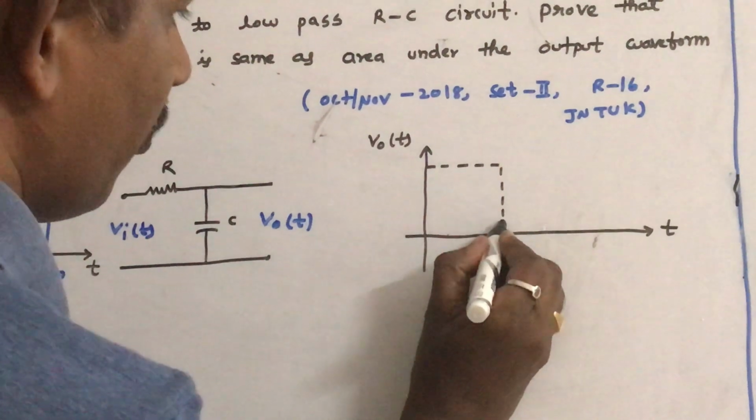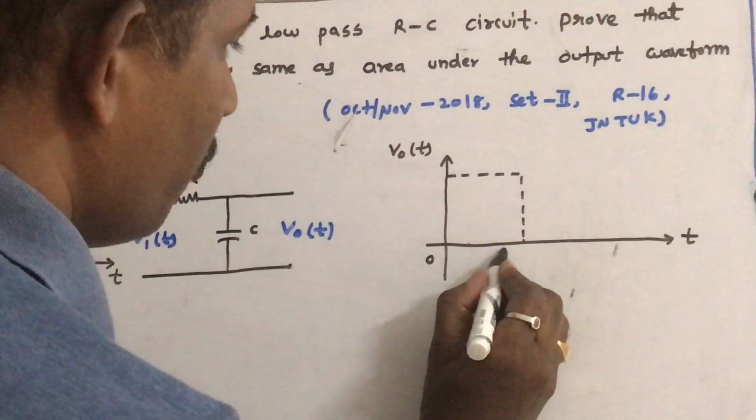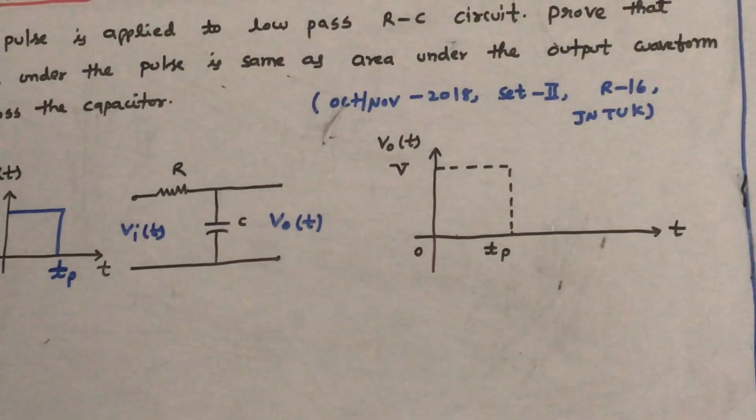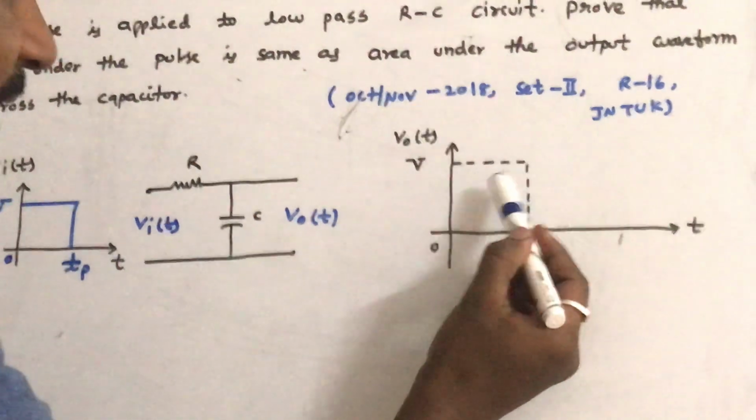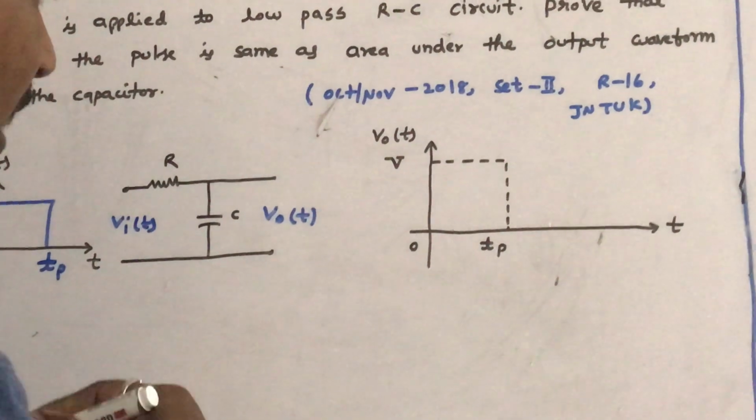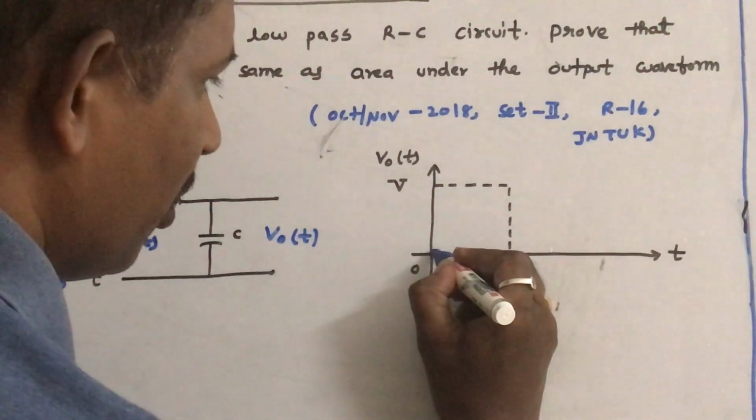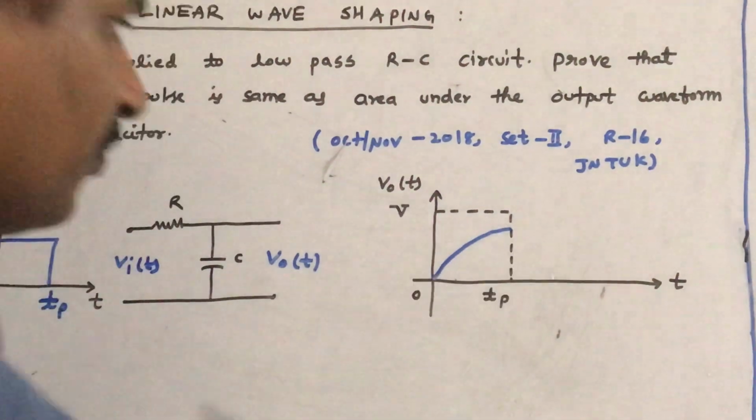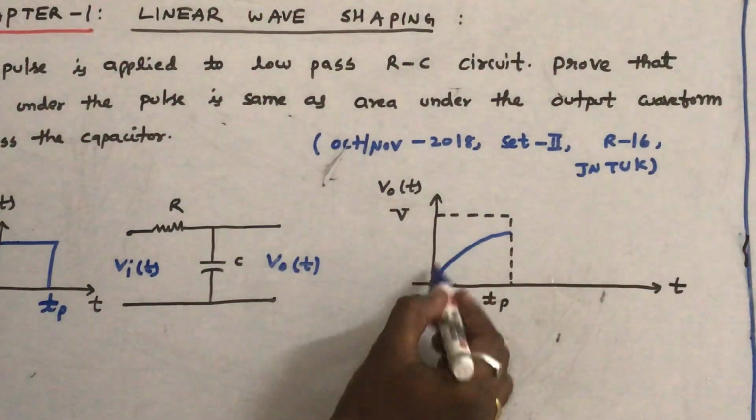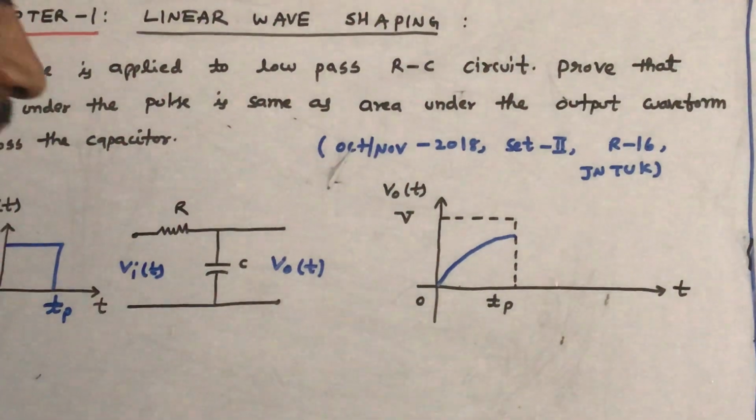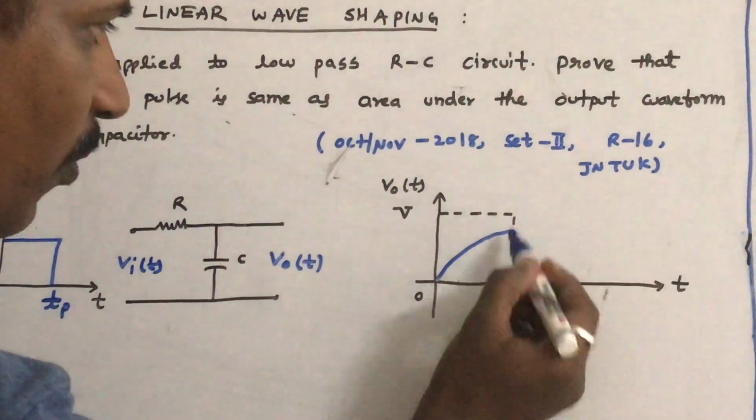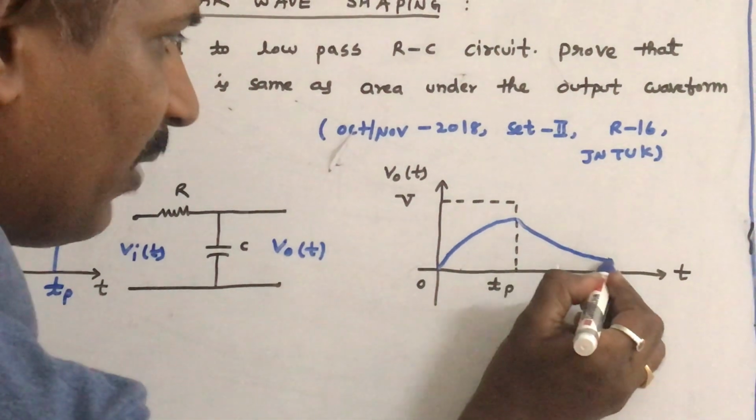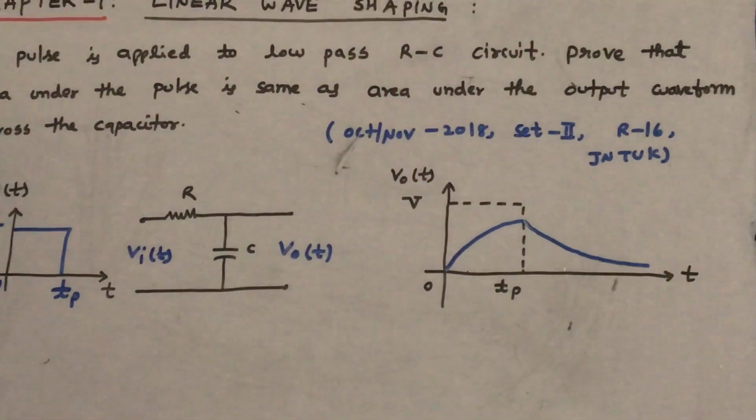This is our input waveform, from 0 to the duration of the pulse Tp, of amplitude V. During this interval the capacitor charges. What is the nature? The capacitor always charges exponentially towards the input voltage V. So this is up to duration Tp. The capacitor voltage increases exponentially, and at time Tp the input voltage becomes 0. Now the capacitor discharges exponentially, something like this. So this is the given information.